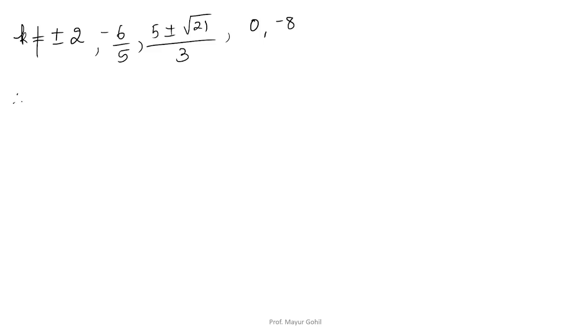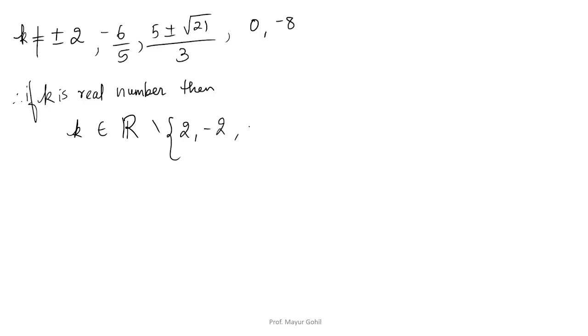So k is allowed to take, if k is a real number, then k belongs to all those real numbers. k can take all those real numbers which are not 2, minus 2, minus 6 by 5, plus minus 5 root 21 by 3, 0 and minus 8. This is the solution for k.